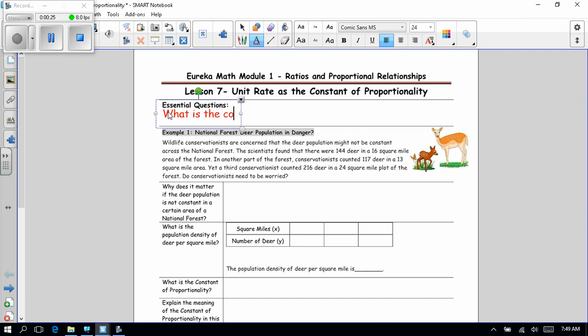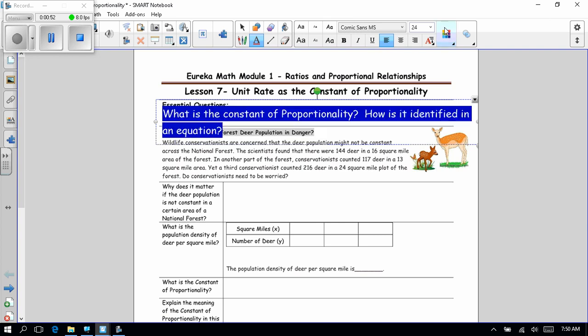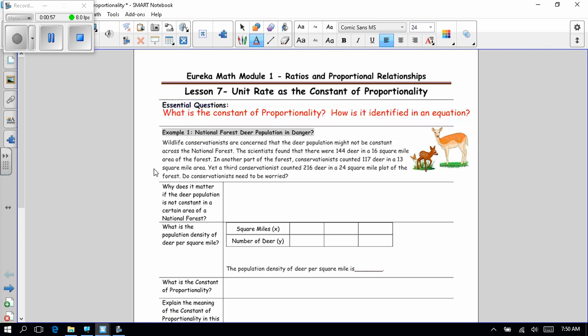What is the constant of proportionality? One other question to this, though. How is it identified in an equation? Okay, what is the constant of proportionality and how is it identified in an equation? There we go. So by the end of this lesson, you should be able to figure that out.